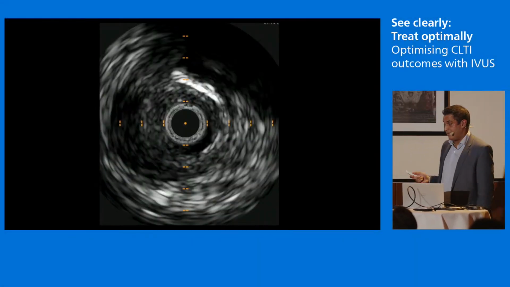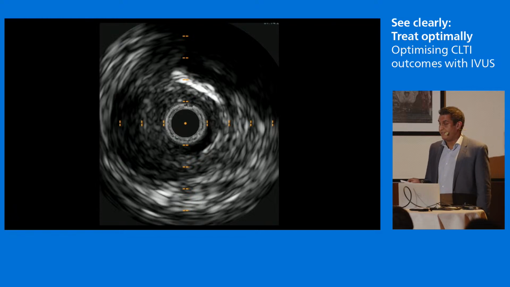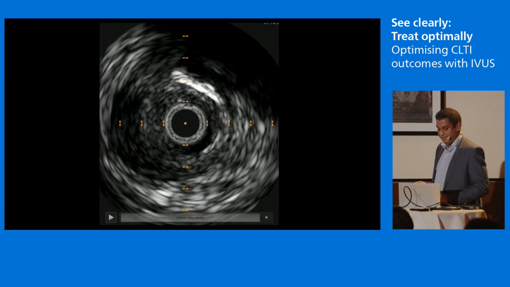So here's the key thing: the IVUS pullback. So I'm asking a few questions. Number one, is my catheter in the lumen? Let's see if this plays.